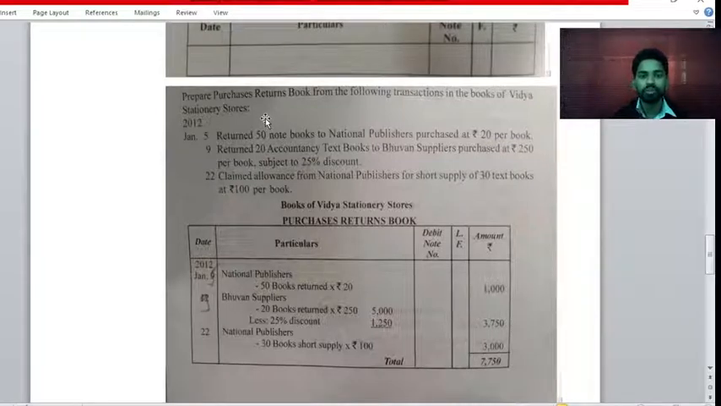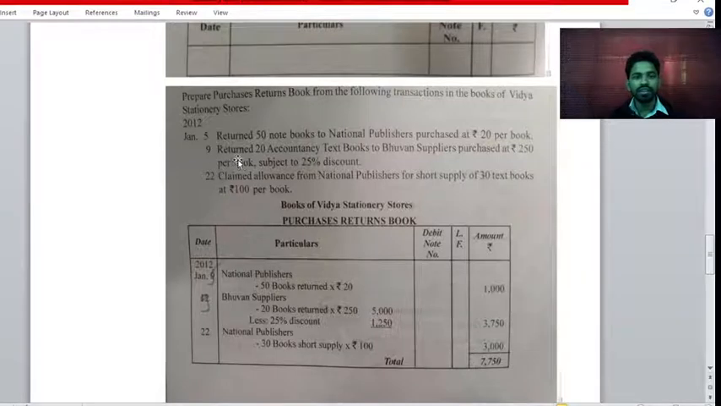It means they purchased 50 books and are going to return these 50 books at rupees 20 per book. So in the purchase return book, on 5th January, National Publishers, 50 books returned at rupees 20. The total is 1000, so in the amount column we write 1000.